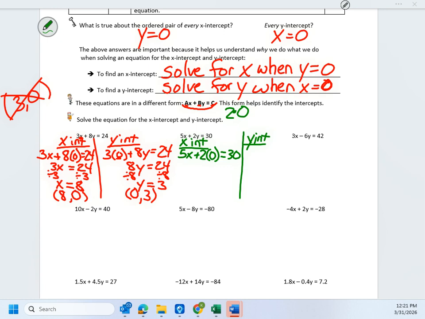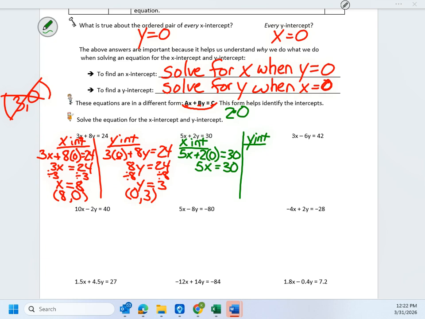What's my next step? What should I write? Henry: 5x equals 30. Yeah, because we know 2 times 0 is 0, so we don't have to keep that in there. So we have 5x equals 30.